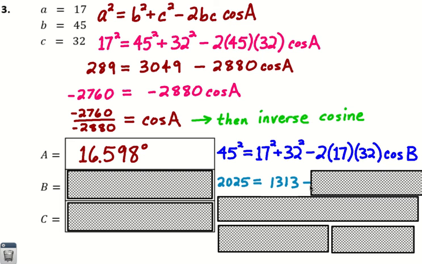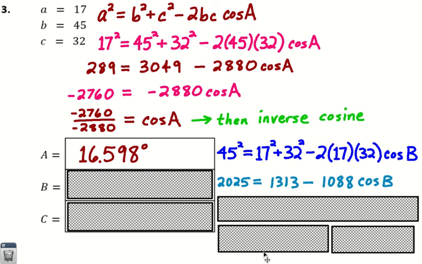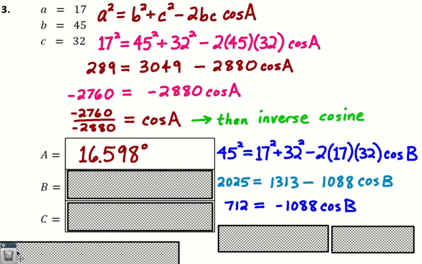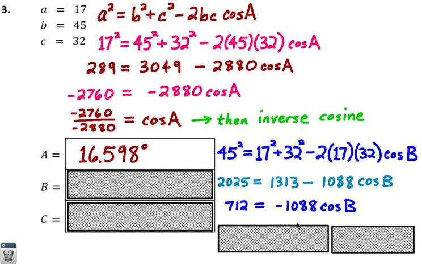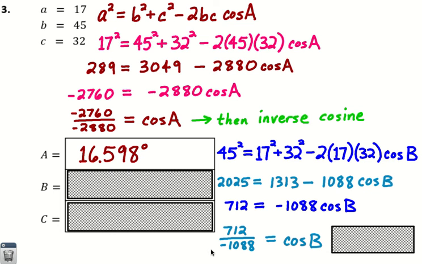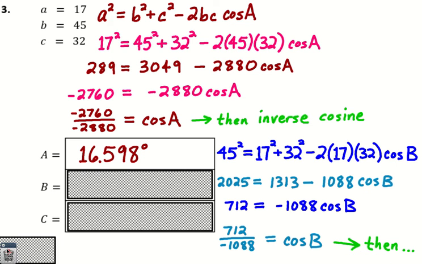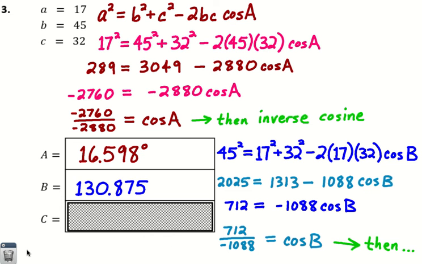And then the minus sign comes down, and I'll just say 2 times 17 times 32 is 1,088. Same steps. We're going to subtract 1,313 to the other side, and then divide both sides by negative 1,088. And that gets the cosine of B by itself. And then the next step would be to, what? Take the inverse cosine, which should get you that from your calculator.